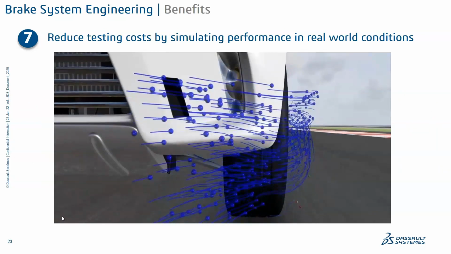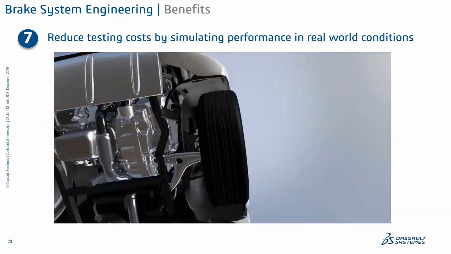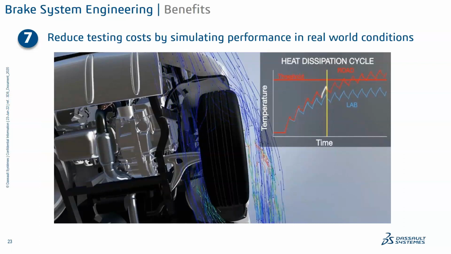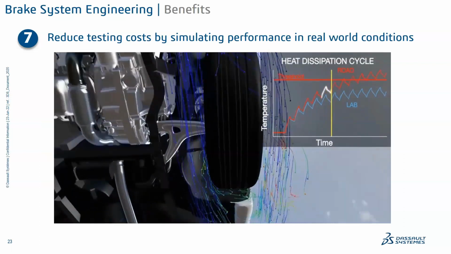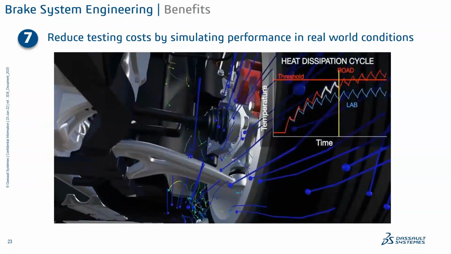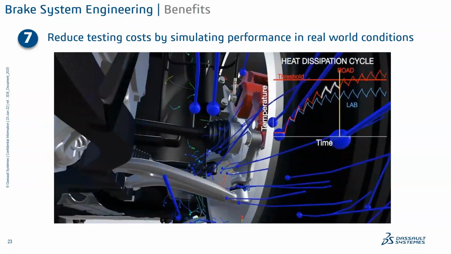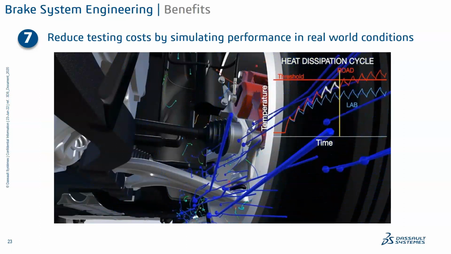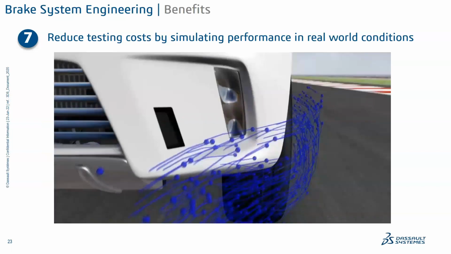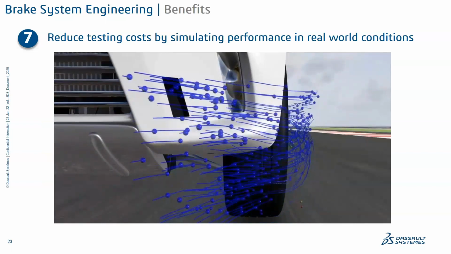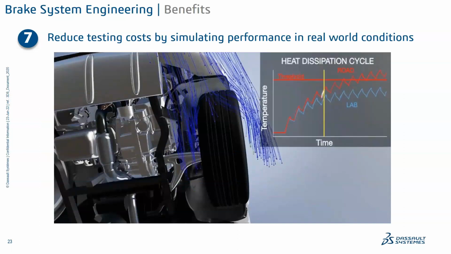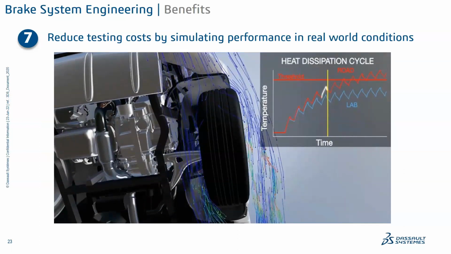Again, lab test cost can be significantly reduced by simulating performance in real world conditions, like what you're seeing here, where you're trying to understand how the heat has been dissipated for different speeds. Compared to labs, you can actually get unlimited data. You can capture a lot of data, and you can improve your designs accordingly.